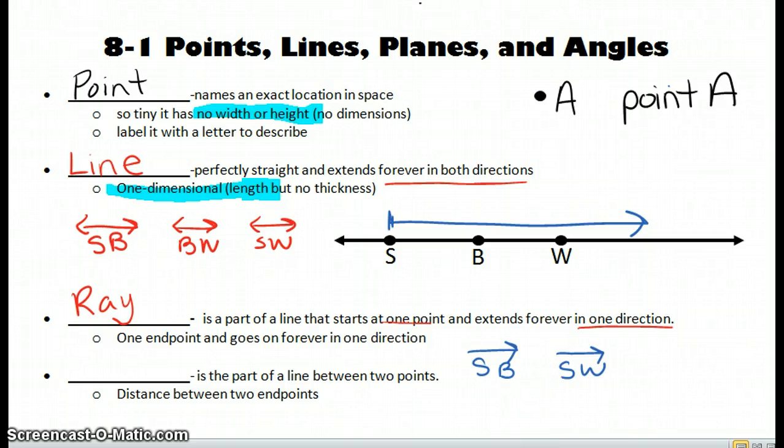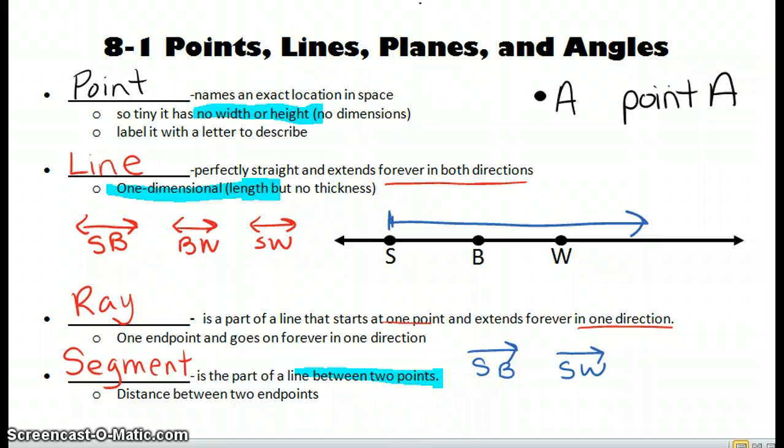Our next word that we're going to talk about is segment. Think of an orange segment, which is a piece of the orange. So a segment is a part of a line between 2 points, which means that it is a line segment that has a starting and a stopping point.